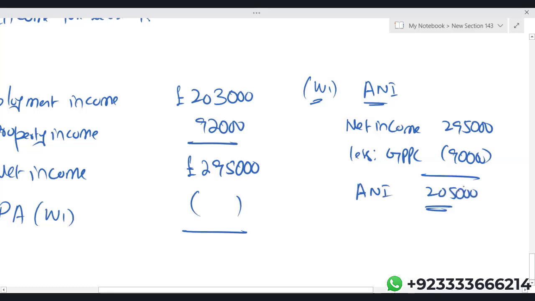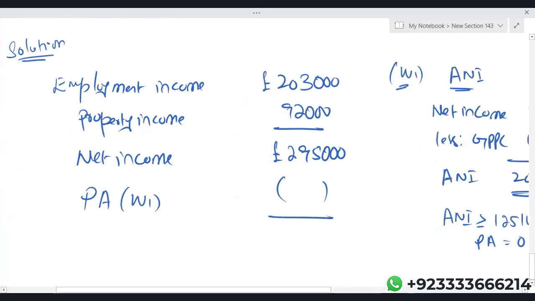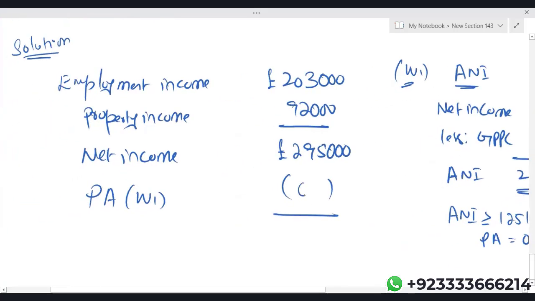Students, if you recall, we have revised that previously as well. Whenever adjusted net income is greater than or equal to 1,25,140, personal allowance becomes 0. So here this individual is not getting any personal allowance. Entire income becomes the taxable income, which is 2,95,000. Fine.